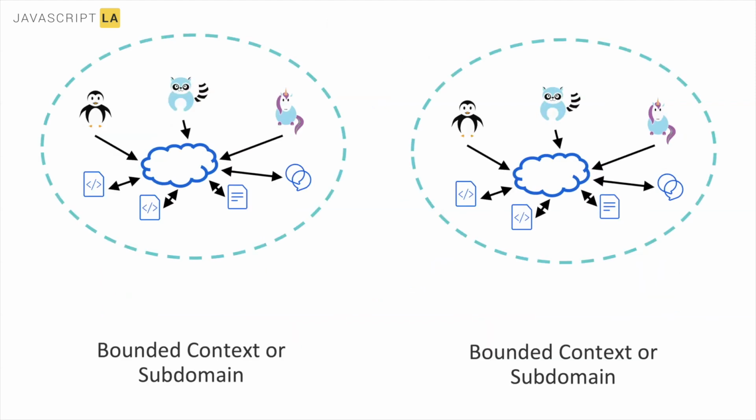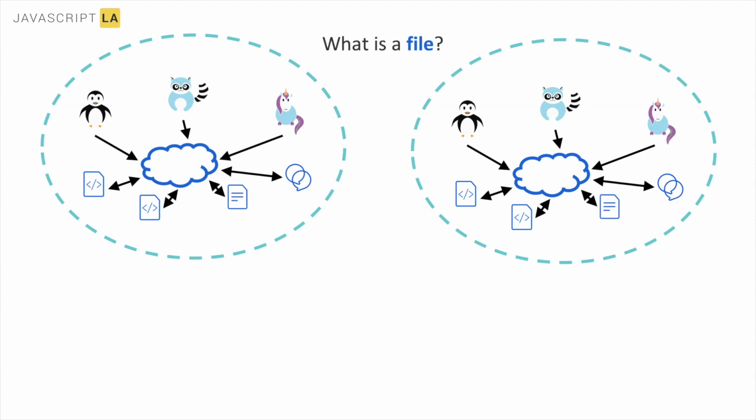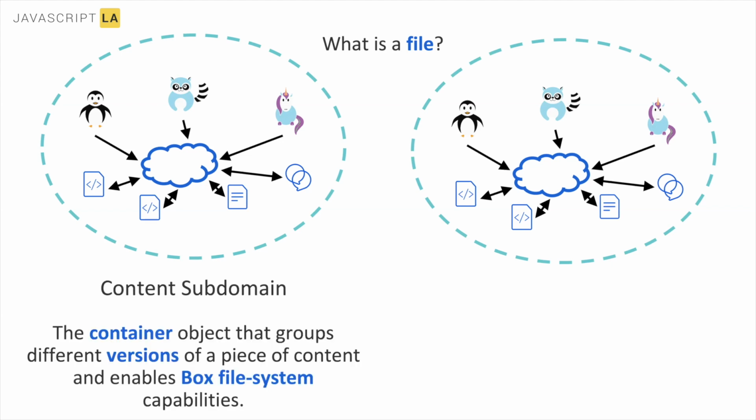It's worth noting that these are actually specific to their bounded context or subdomain. To give an example from Box, we had a concept of a file. So what is a file? If you happen to be on the content subdomain, which I actually was a member of for a while, we were responsible for the general file system. So we would have said that a file was the container object that groups together different versions of the content over time, and it enables general file system capabilities, things like moving, copying, deleting. It's this container object.